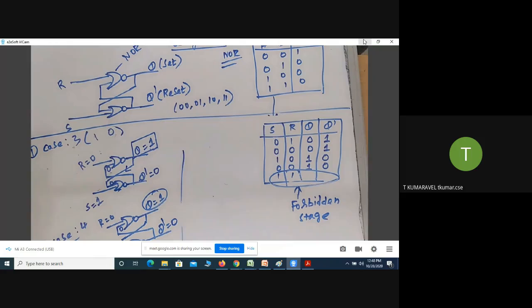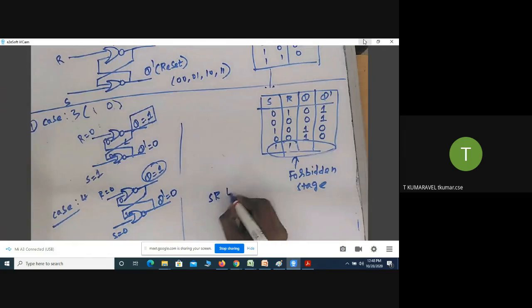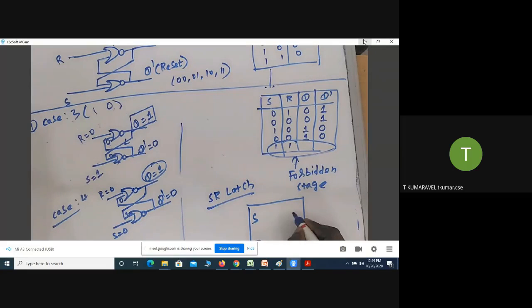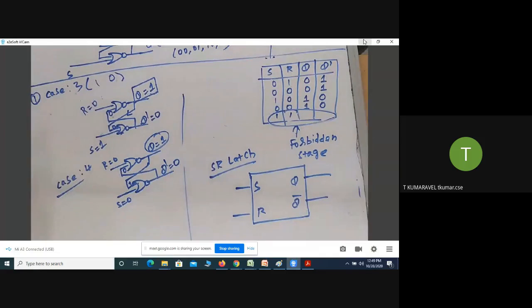What is the meaning of forbidden state? While you are finding the characteristics of a particular SR latch, you are not going to consider that input combination. That is the meaning of forbidden state. How can the SR latch be represented? If it is provided with S, R, Q and Q bar like that, it is called an SR latch. That is the diagrammatic specification of the SR latch. Do you have any queries?